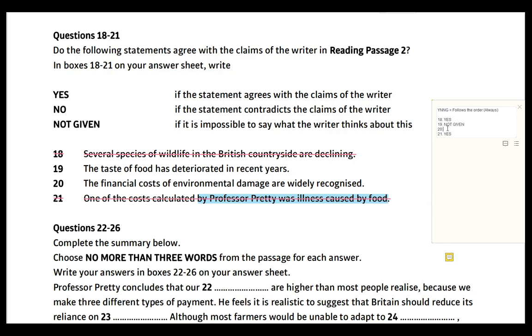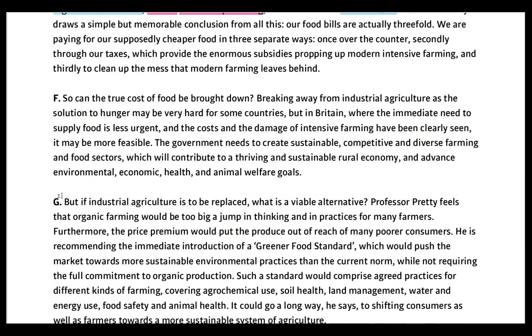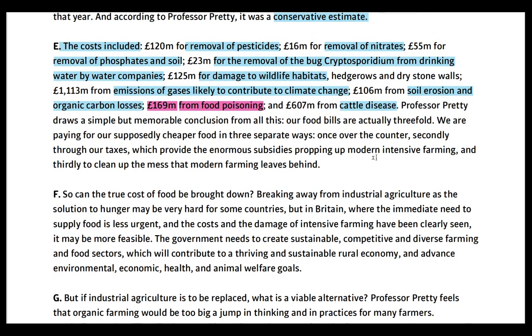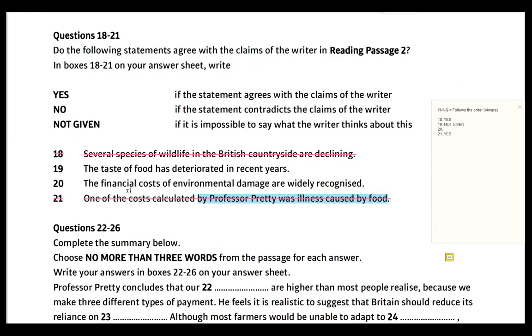Let's just be clear. Now, the financial costs of environmental damage are widely recognized. Are they widely recognized, the financial costs? So we know that we are paying for our supposedly cheaper food in 3 separate ways. First, once over the counter, secondly through our taxes, which provide enormous subsidies. Financial costs. Let me first of all remove this one.